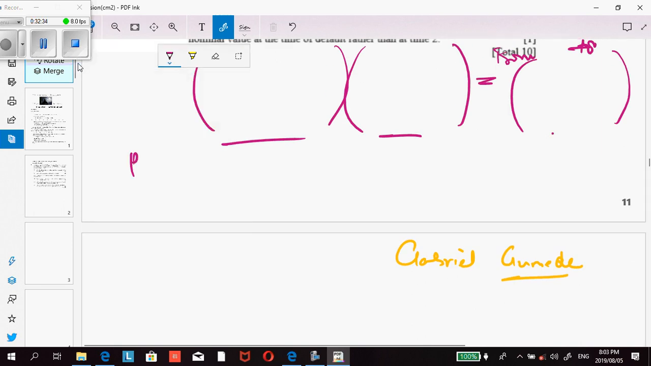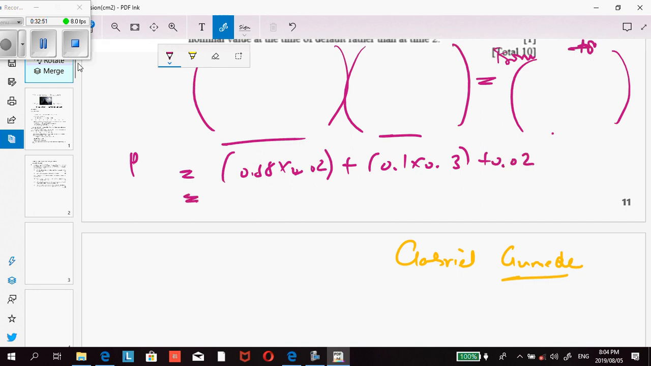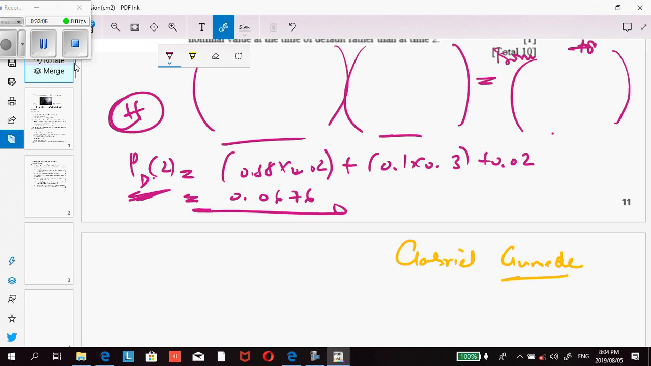So the probability I'm looking for will be given by 0.88 multiplied by 0.02 plus 0.1 multiplied by 0.3 plus 0.02, matrix multiplication. This will be equal to 0.0676. So this is the probability of being in the default state at time 2, given that we were in the healthy state at time 0.